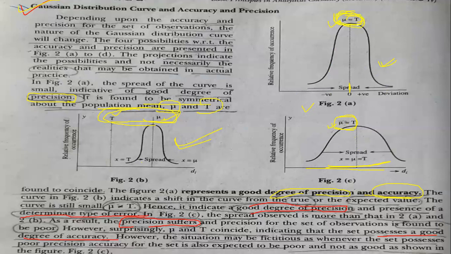Here it indicates good accuracy and good precision. Now here it indicates good precision, but poor accuracy. Here it indicates poor precision, but good accuracy. In this way we can explain all the three graphs. Remember, spread is related with precision, and when mu coincides with T, that indicates good accuracy. If mu does not coincide with T, then accuracy is poor.